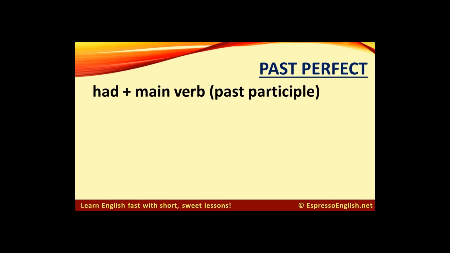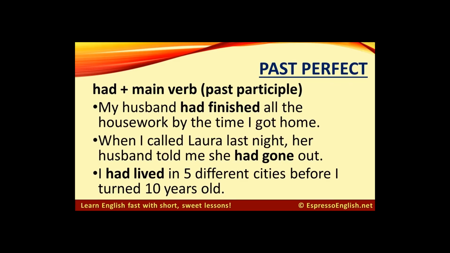The past perfect is formed by had plus the main verb in the past participle. For example, my husband had finished all the housework by the time I got home. When I called Laura last night, her husband told me she had gone out. I had lived in 5 different cities before I turned 10 years old. The past perfect is used when one past action happens before another past action or event.